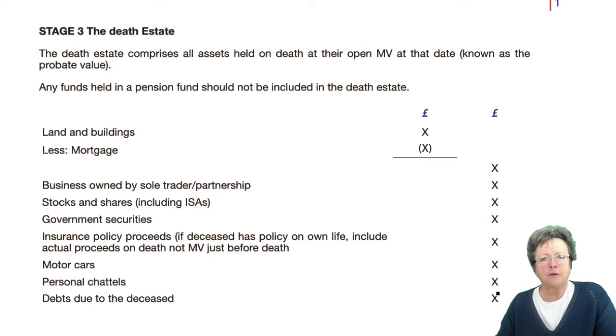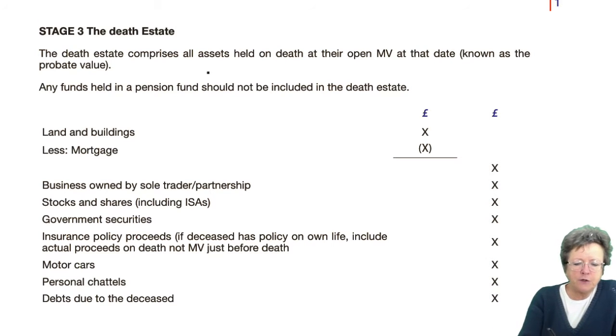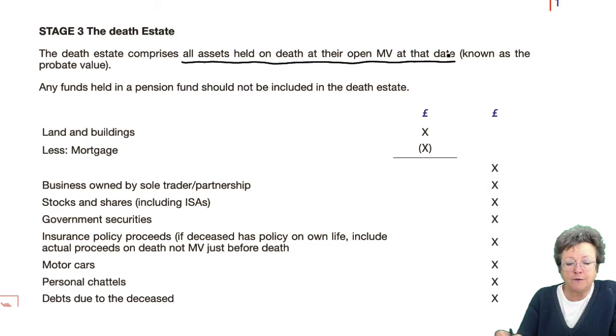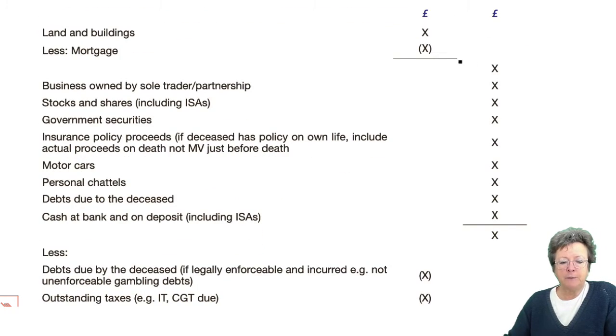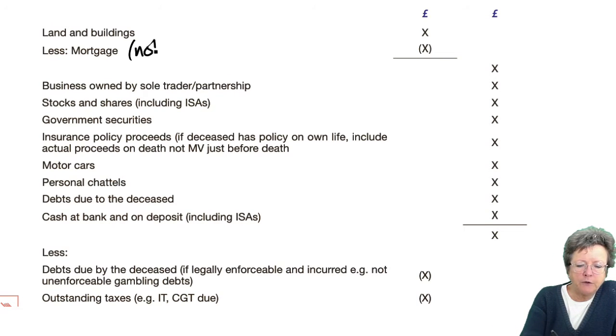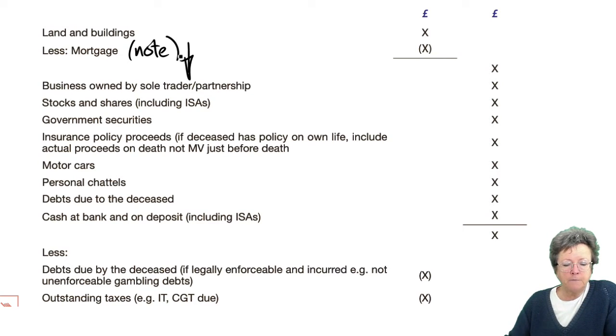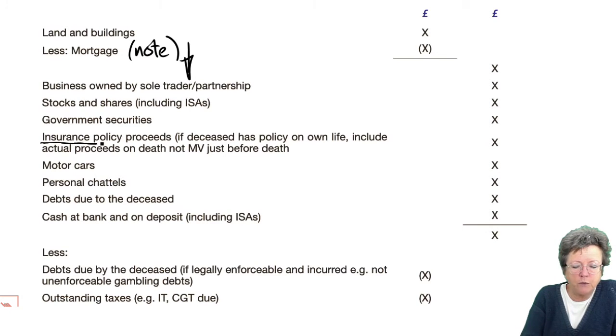So let's look at the third stage, the death estate. This is all the assets held at the time of death at their open market value. We're looking at land and buildings, less any mortgage. There's a note at the bottom that I want to bring to your attention, which we'll have a look at in a moment. Any businesses owned, stocks and shares, securities. Now, insurance policy, it's what was received, not the market value.